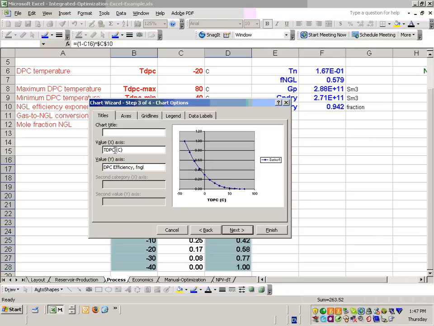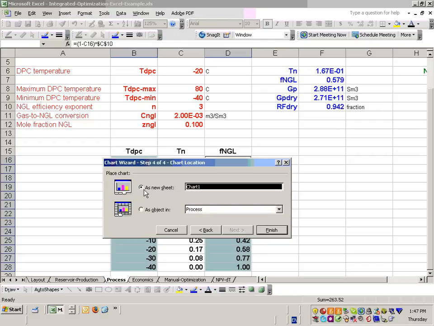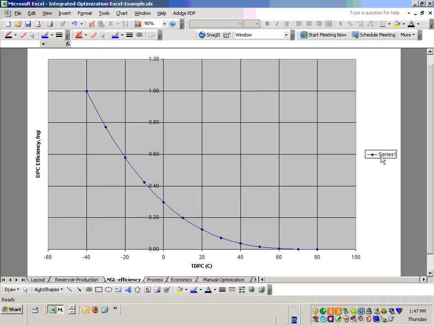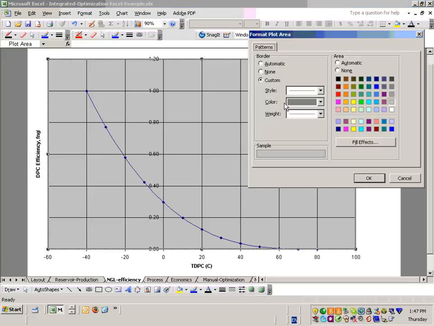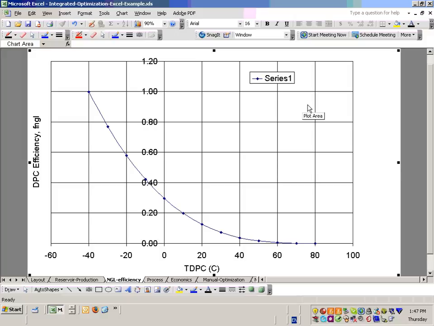NGL. I like to have both grids. Always do this as a new chart, and this is our NGL efficiency. Okay, and then this is my procedure. The first thing I do is I click on the outside here, format the plot, change to black and white on the inside, and then on the outside change the font to 16, because then it's ready to be copied into a report.